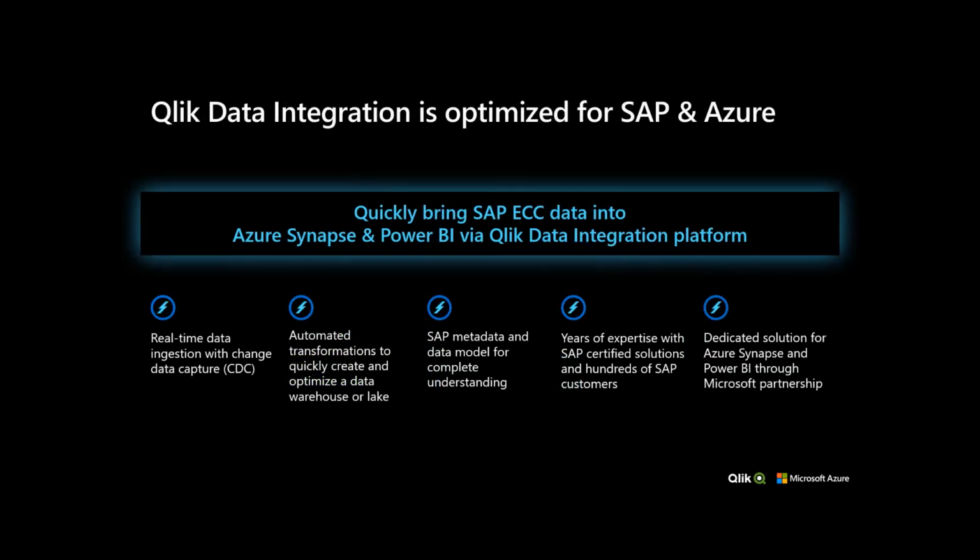When we're loading the data into Synapse, there's a couple things to think about. One is we deliver the data into Synapse not only in full load, but also with real time through our change data capture mechanisms. We automate some basic transformations to quickly load and optimize the data into the data warehouse. We consider the SAP metadata, knowing that the SAP metadata might be required to normalize the data coming from SAP. We back this up with years of SAP experience, having dozens of SAP experts at Qlik focused on the SAP market as one of our key and strategic markets, and of course enjoying the partnership that we have with Azure, and SAP data integration being one of the key initiatives of the partnership between Qlik and Azure.